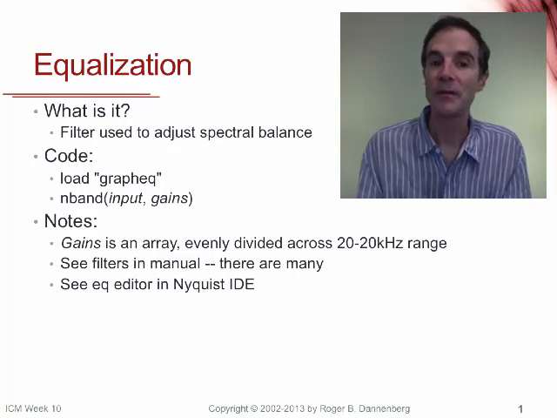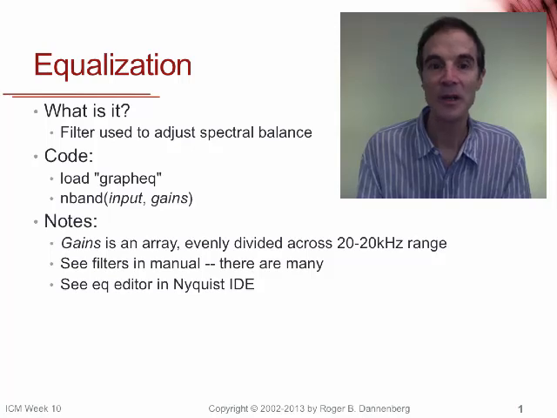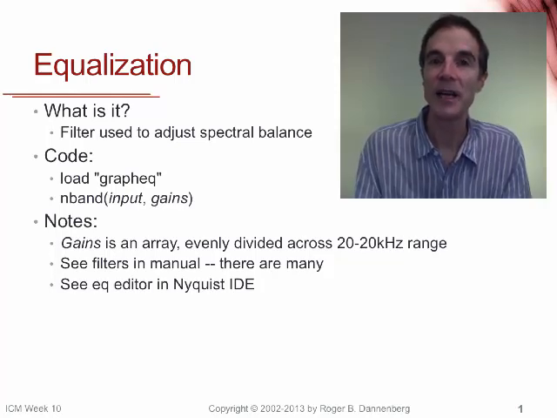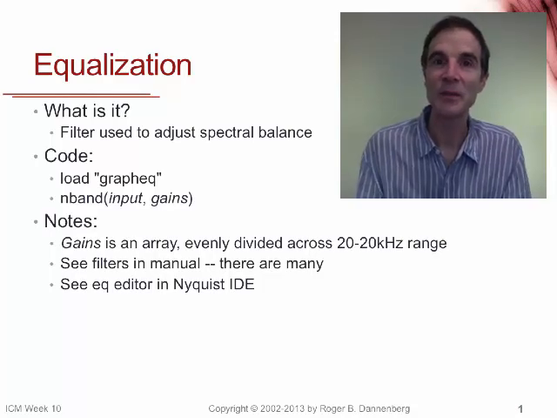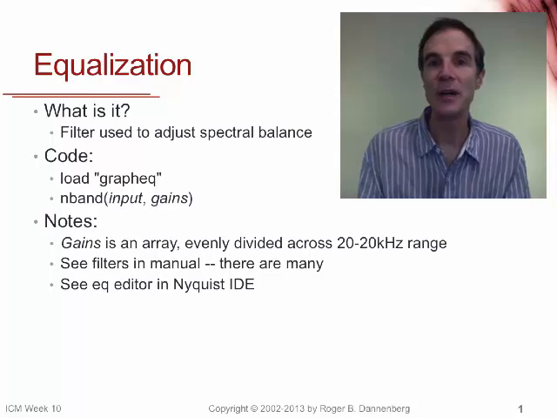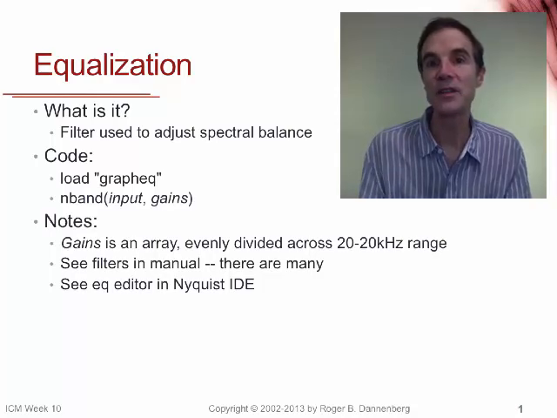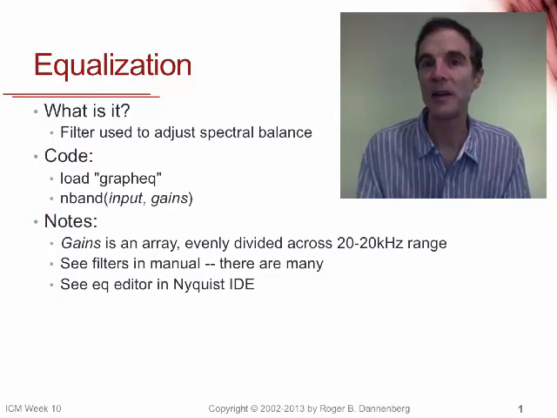Also, you can look up filters in the Nyquist manual, and we've talked about them before. There are many filters, many options. And also, take a look at the EQ editor in the Nyquist IDE. This is actually a set of sliders, so it's a real graphical equalizer, and you can use it to create EQ functions and manipulate them graphically, and then apply them in your code.